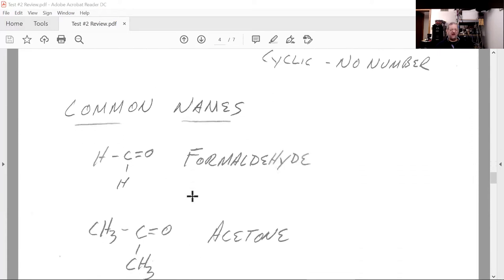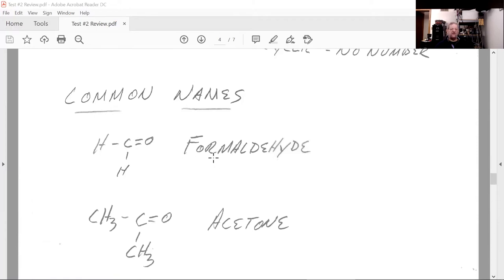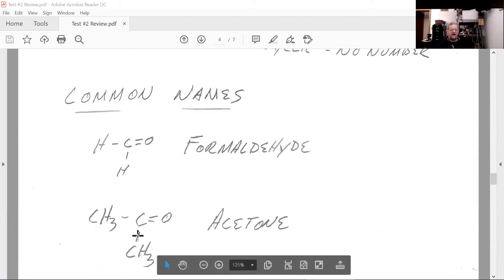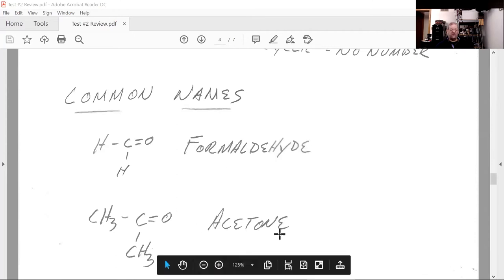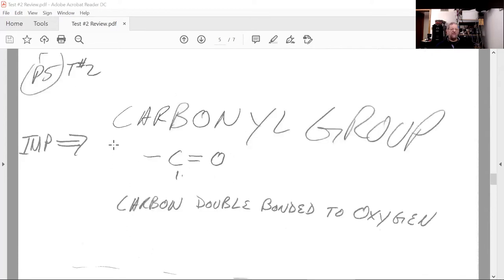Now, there are two common names I asked you to learn, which on test number two, if I ask, draw the structure of formaldehyde. Formaldehyde is the simplest aldehyde where R is a hydrogen. And it turns out this undergoes most of the chemistry of aldehydes, and it is an aldehyde. By the way, nobody ever calls formaldehyde methanal. And next, we have acetone. Acetone is the simplest ketone where R and R prime are methyl. No one ever calls that 2-propanone, it's acetone. And once again, very important carbonyl group. Carbon double bond to oxygen, carbon double bond to oxygen.